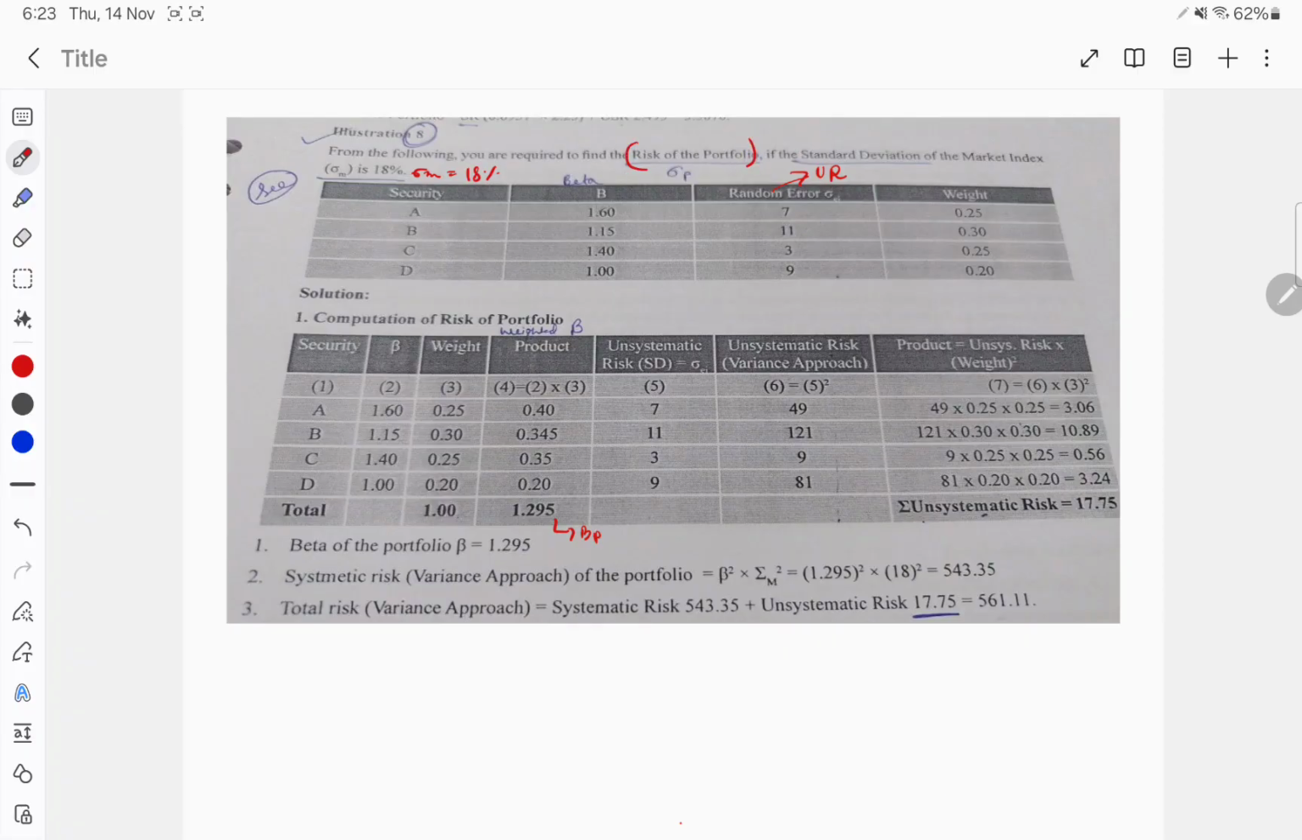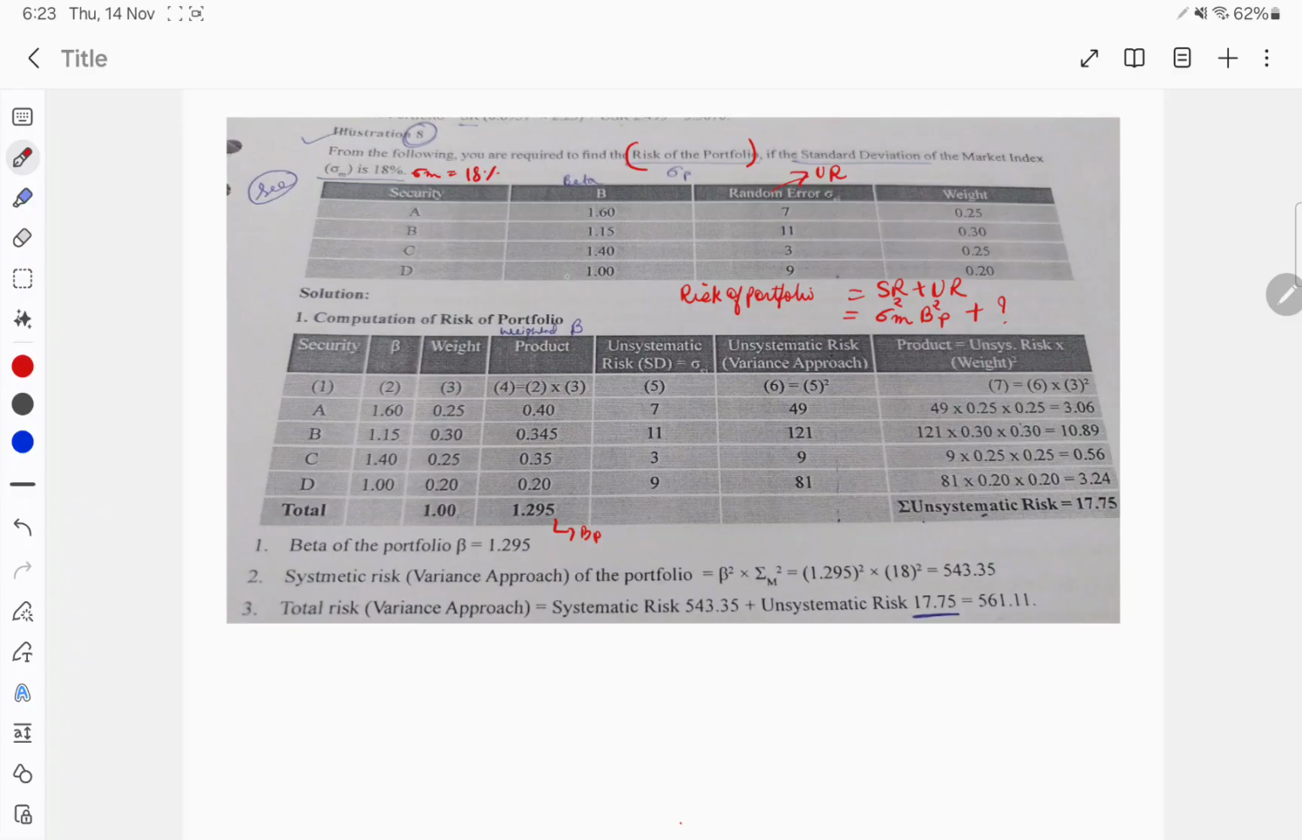So what is the risk of the portfolio? It is basically the summation of systematic risk plus unsystematic risk. Now how to calculate systematic risk? It is basically the variance of the market and the beta of the portfolio whole square. And what is unsystematic risk? Now, this is the question of how to calculate systematic risk, so I'm now explaining it to you.